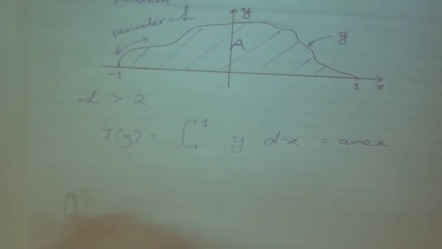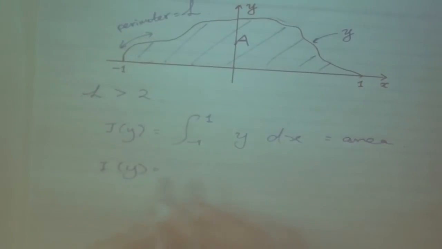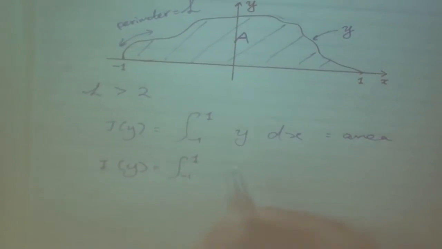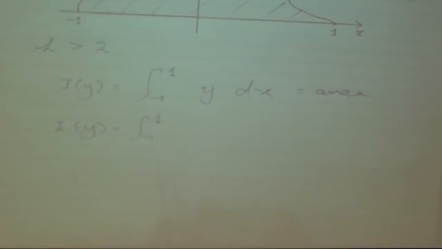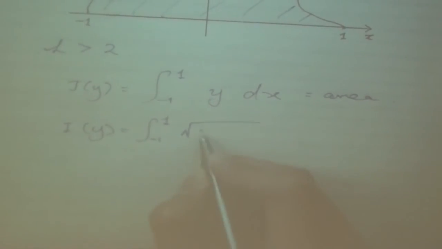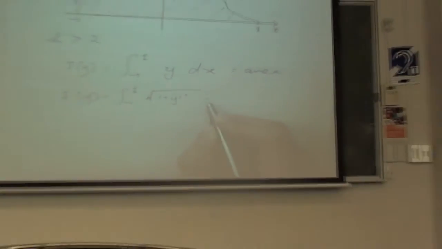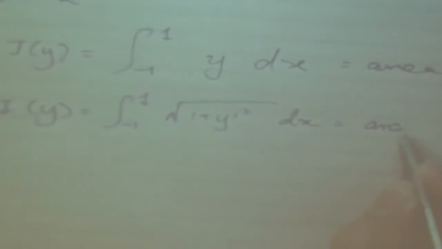And now we have the constraint, I of y, which is between -1 and 1. Now this is our perimeter. And perimeter, essentially, could be considered as arc length. So here is where I'm going to put my arc length formula. And it's the integral of the square root of 1 plus y prime squared dx, which equals the arc length.